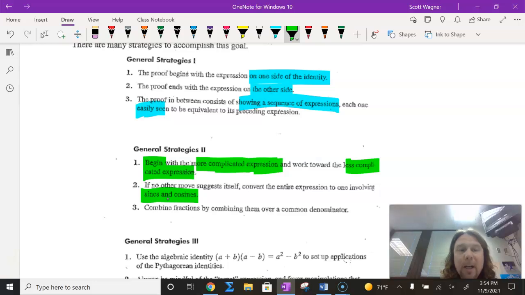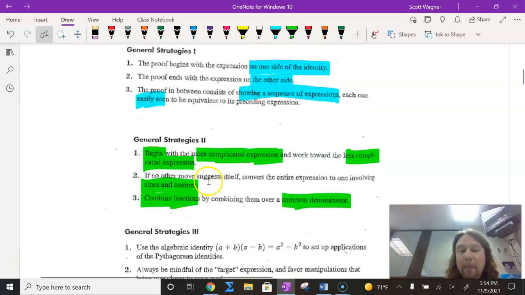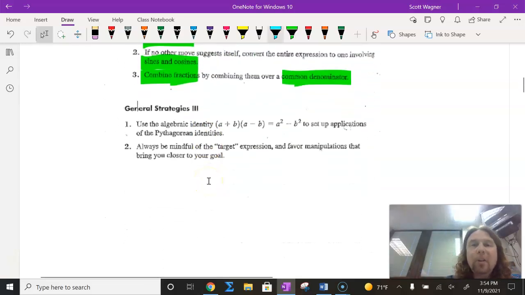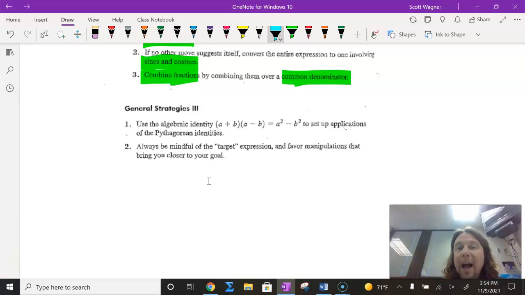And then general strategy number 3: combine fractions over a common denominator. If you have fractions, you can combine them with a common denominator. Always work on doing that too. All right, general strategies, part 3. Use the algebraic identity (a plus b) times (a minus b) equals a squared minus b squared to set up applications of the Pythagorean identities. So use that idea of the conjugate to start working with the Pythagorean identities. That's something that might help you get moving.